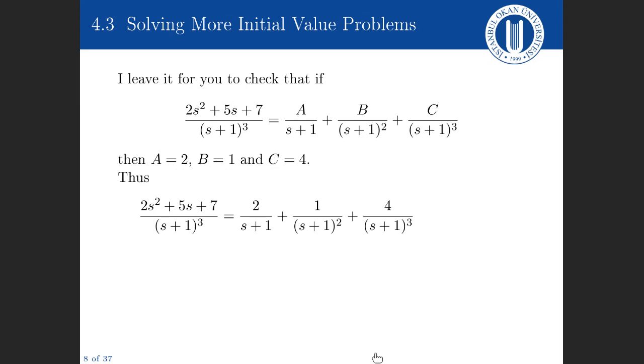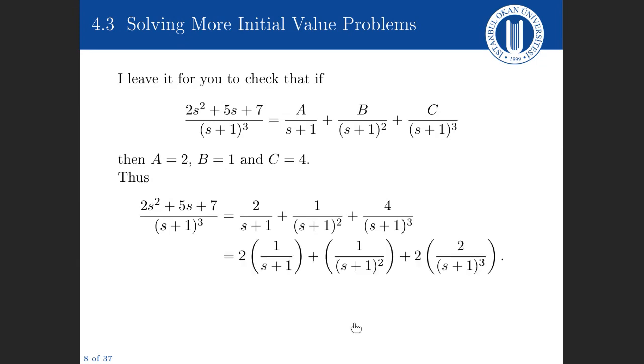We need to take the inverse Laplace transform of this function. I'm breaking it up like this. 2 times 1 over s plus 1. 1 over s plus 1 is on our table of elementary Laplace transforms. 1 over s plus 1 squared we can find there. But 1 divided by s plus 1 cubed is not there. But what is on the table is 2 over s plus 1 cubed. So instead of taking 4 out of the bracket, I'm just going to take 2 out of the bracket and leave the other 2 inside the bracket.